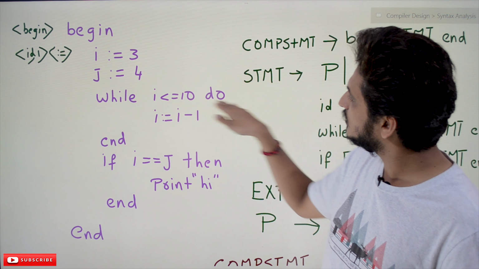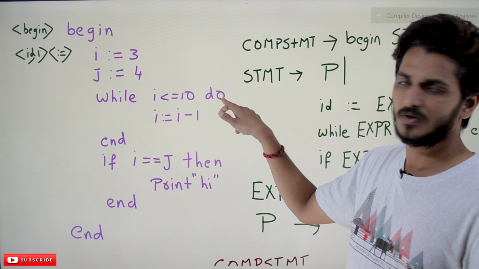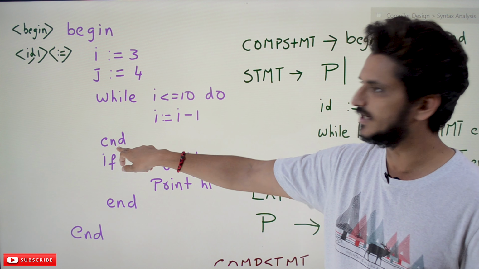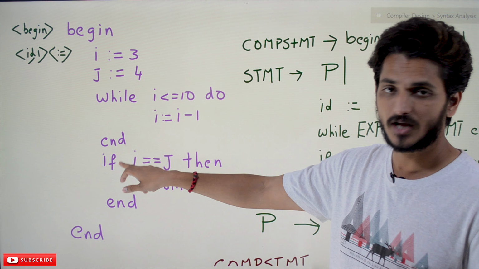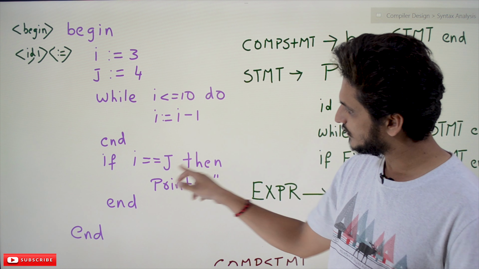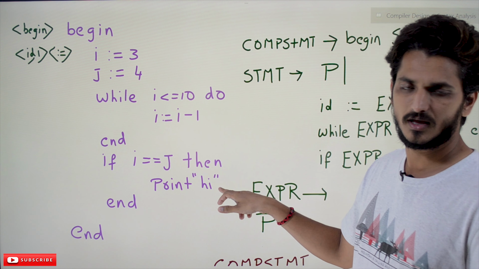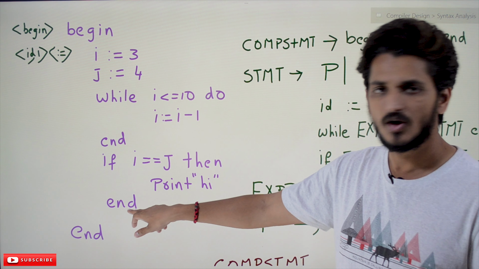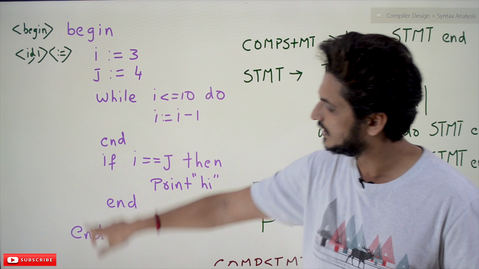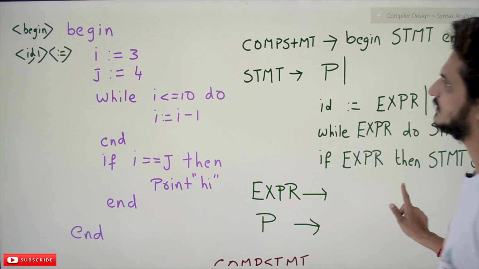Now while, how is the syntax of while? While expression do, after that we have statements, end. This is the syntax for a while statement. If statement, how is the if statement? If expression, I equal to j is an expression, then print is a statement. After then we can have a list of statements, then we go to end. After that, begin end has been taken. So how do we write the context-free grammar for this language?